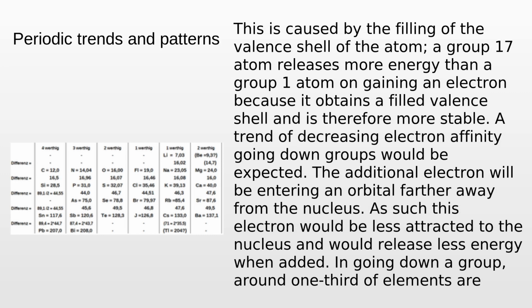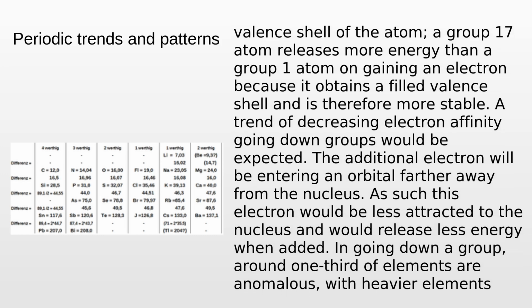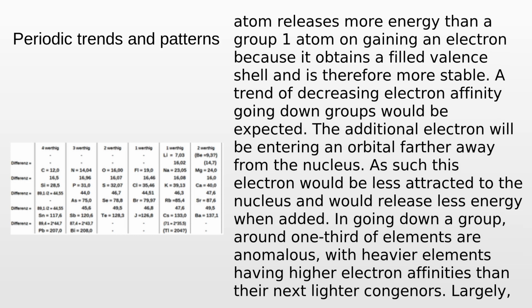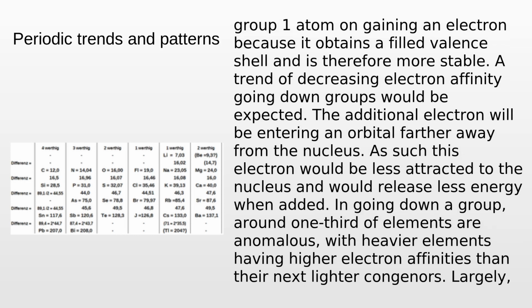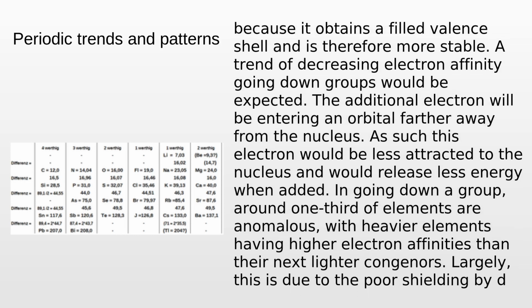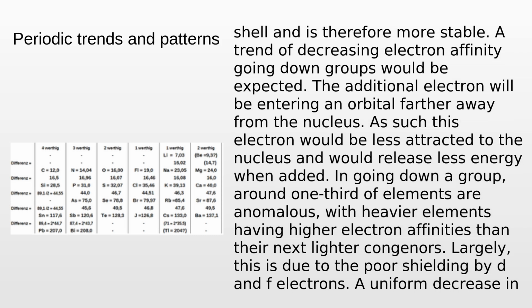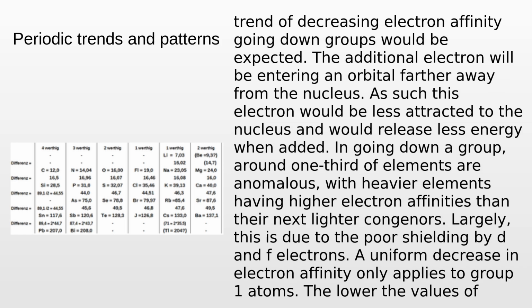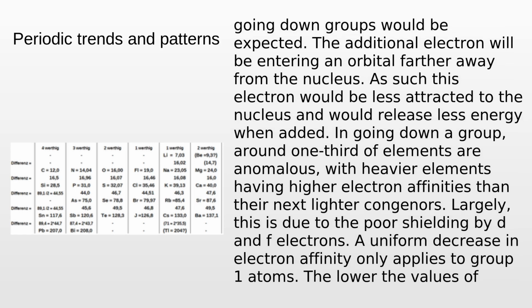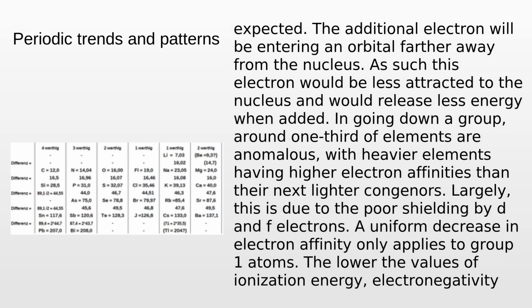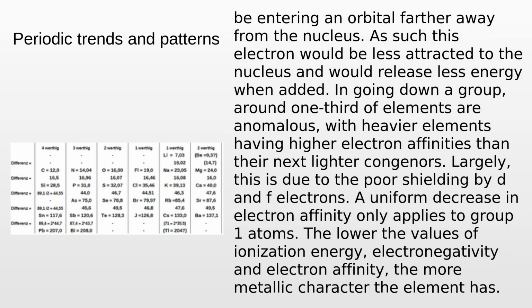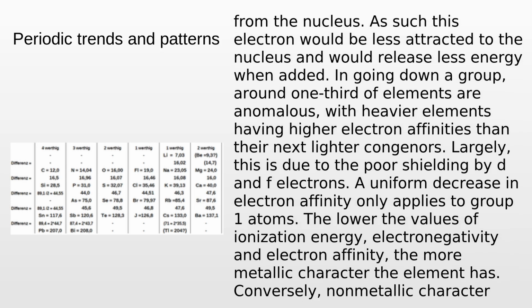A group 17 atom releases more energy than a group 1 atom on gaining an electron because it obtains a filled valence shell and is therefore more stable. A trend of decreasing electron affinity going down groups would be expected. The additional electron will be entering an orbital farther away from the nucleus. As such, this electron would be less attracted to the nucleus and would release less energy when added.